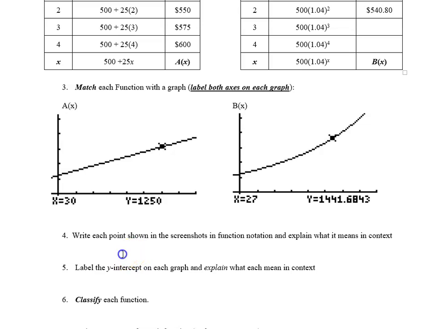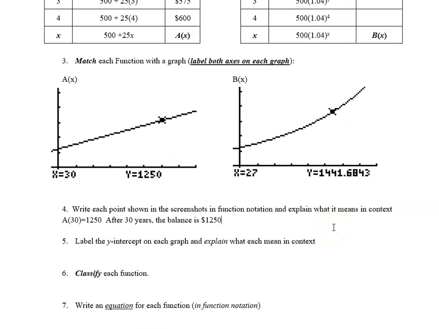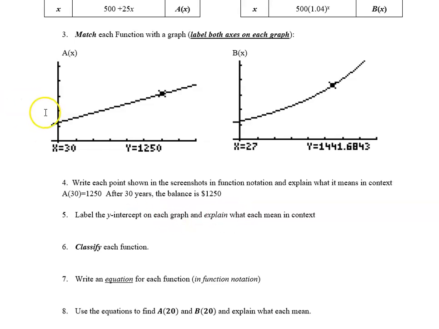To answer these questions here, you would write an ordered pair as a function. So you would say for the first one, A of 30 is equal to 1,250, and that means after 30 years the balance is $1,250. And then you could say something similar to that for this one. You would say B of 27 is $1,441.68. That's after 27 years. The balance in the account would be $1,441.68.